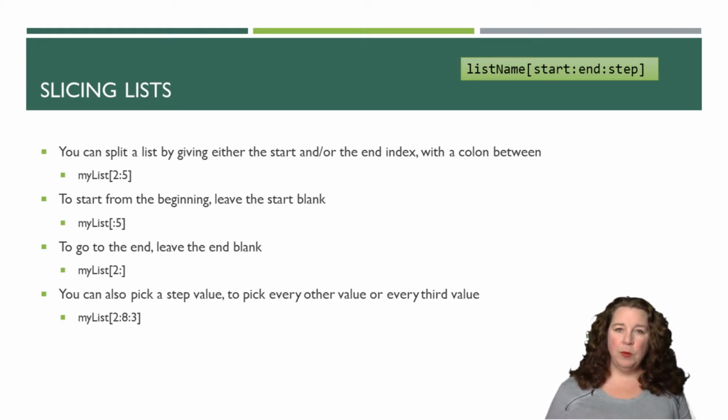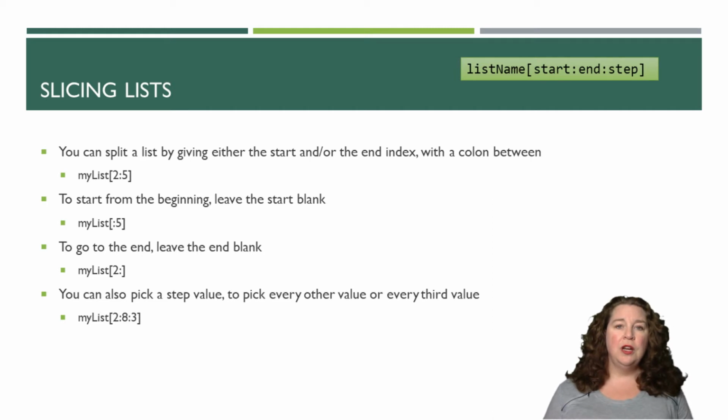If I want to start from the beginning, I just leave that blank. So I do a bracket and then a colon. So I leave the space blank where the start would go and put 5. So I would get from 0 to 5. If I want to go from the second index to the end, I leave the ending space blank. So 2 colon and then just leave the place where the end would go blank. If I do not want a step, I just don't put one in. But if I want a step, it goes after the second colon that comes after the end.